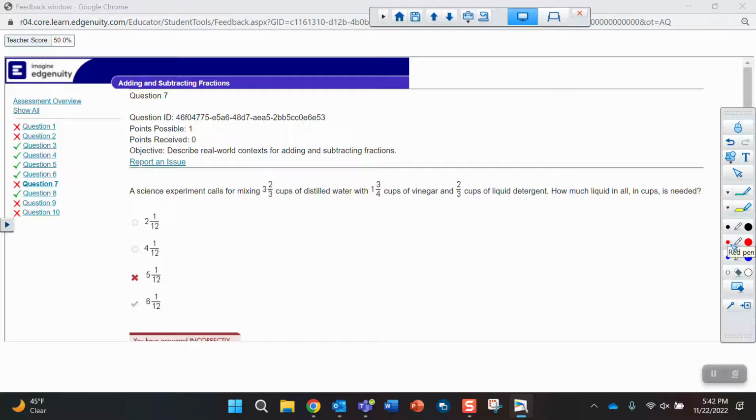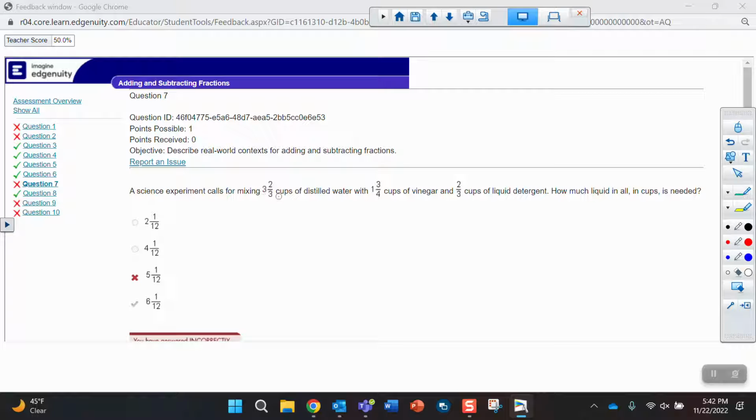The science experiment calls for mixing 3 2/3 cups of distilled water with 1 3/4 cups of vinegar and 2/3 cups of liquid detergent. How much liquid in all in cups is needed? So we're going to have to add all of these fractions together. We're going to need a common denominator. We're also going to change these mixed numbers to improper fractions. So let's do that first.